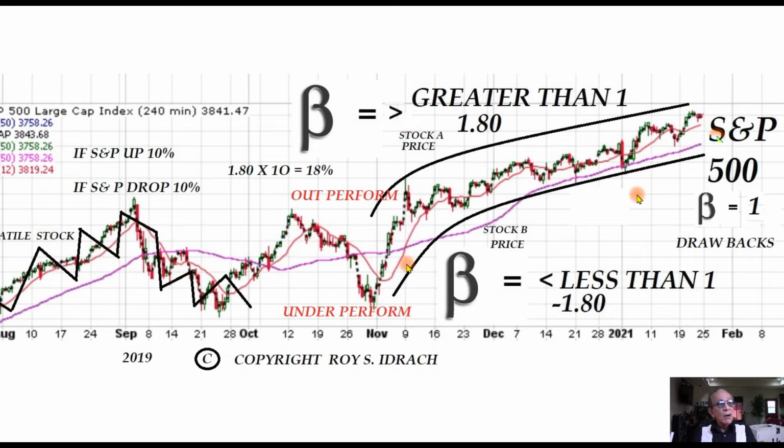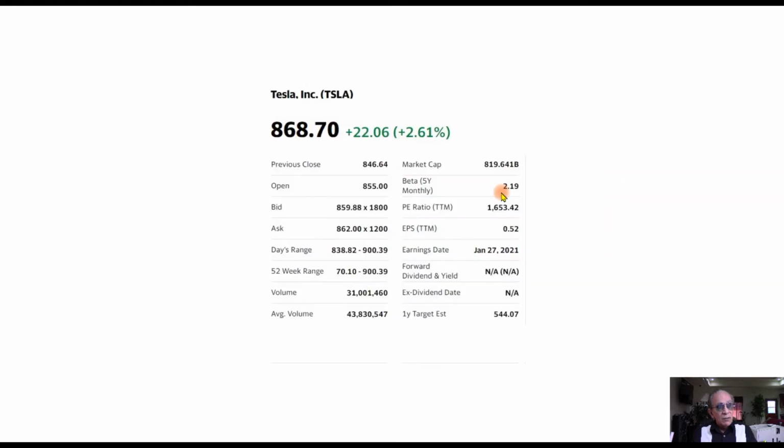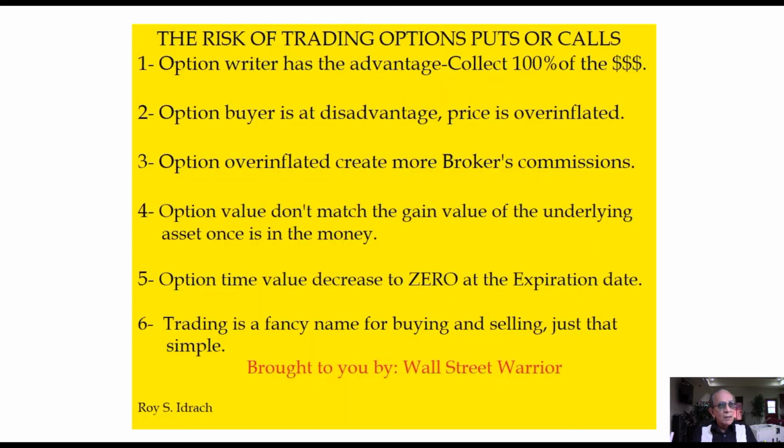But look at this beta, 2.19. And at the same time, look at how the price moved. The price moved $22 during the day, or at that particular time. So let's see what we got here.